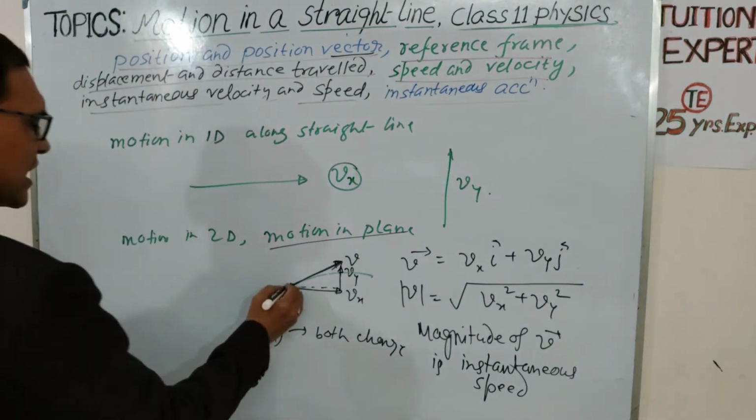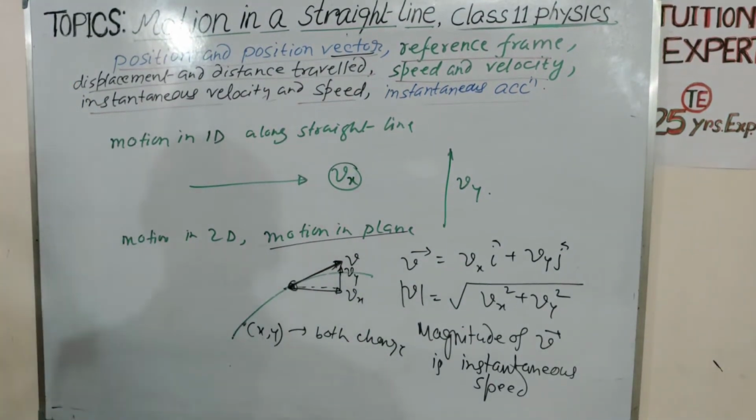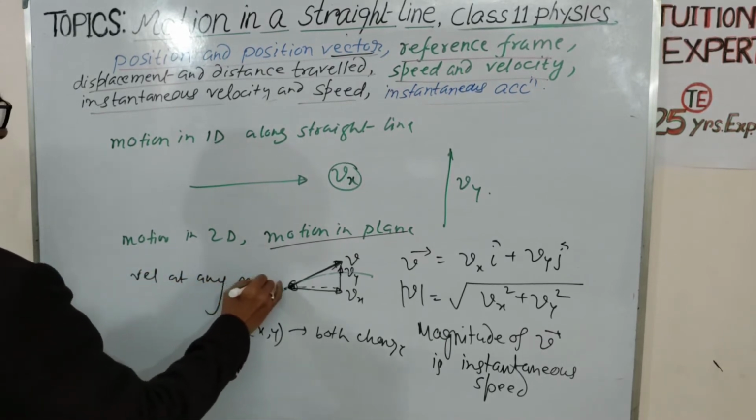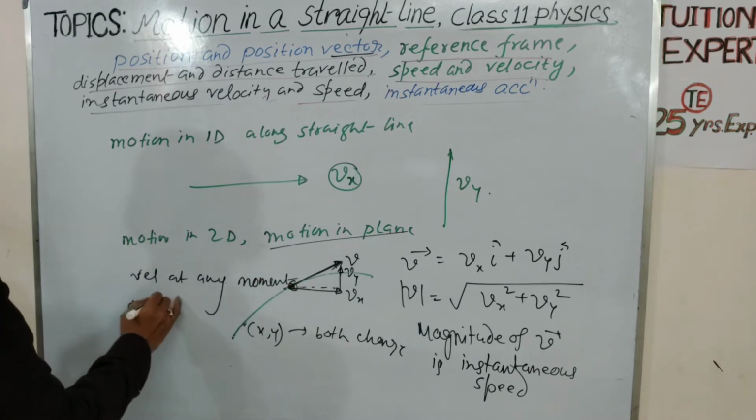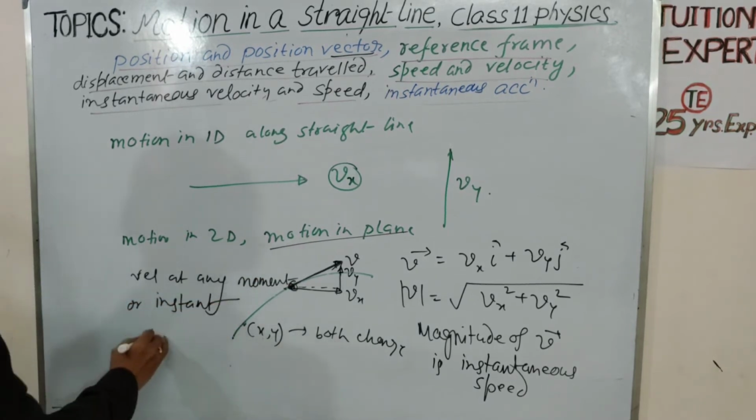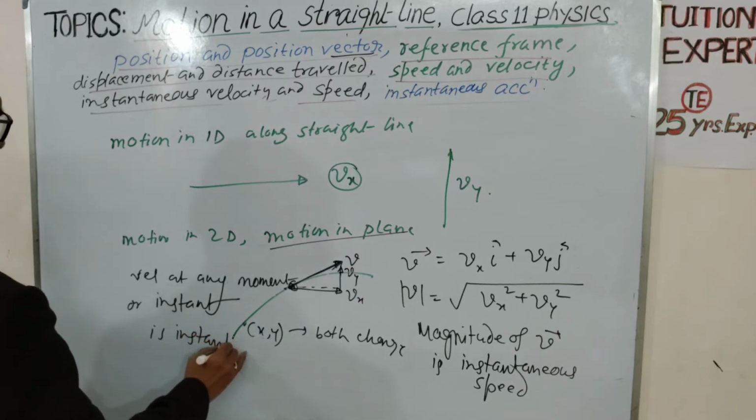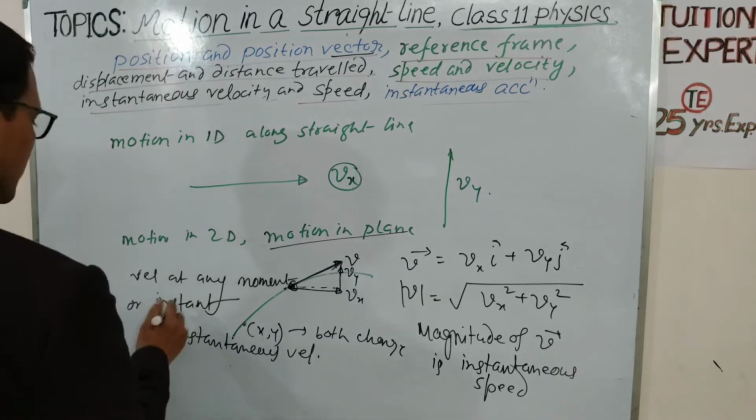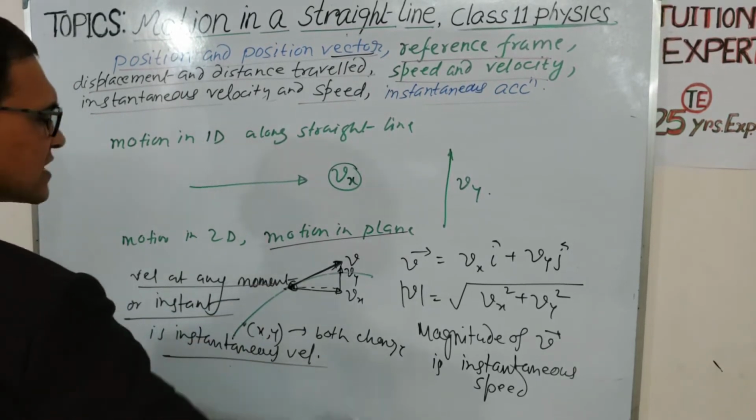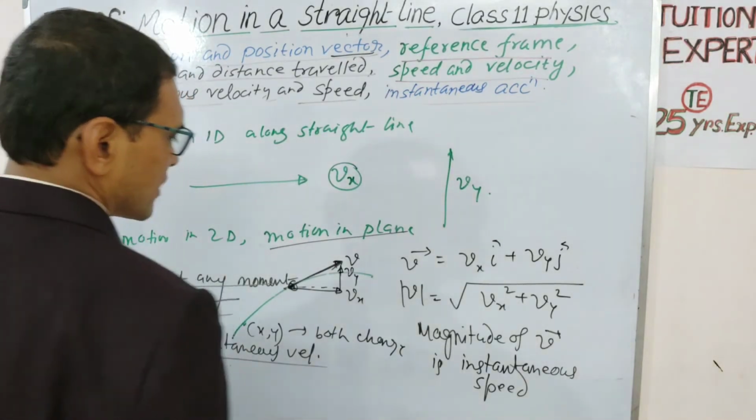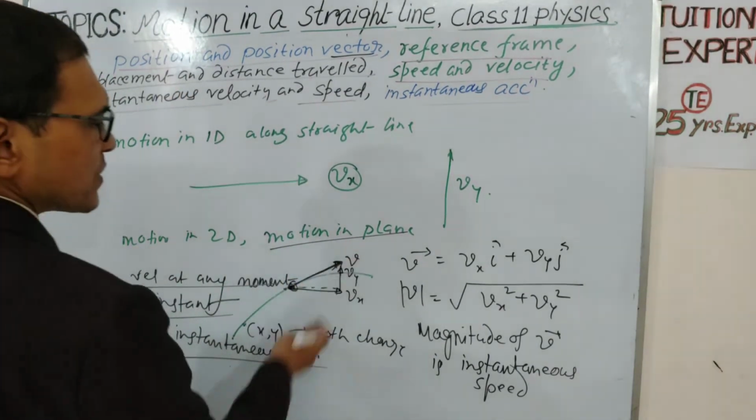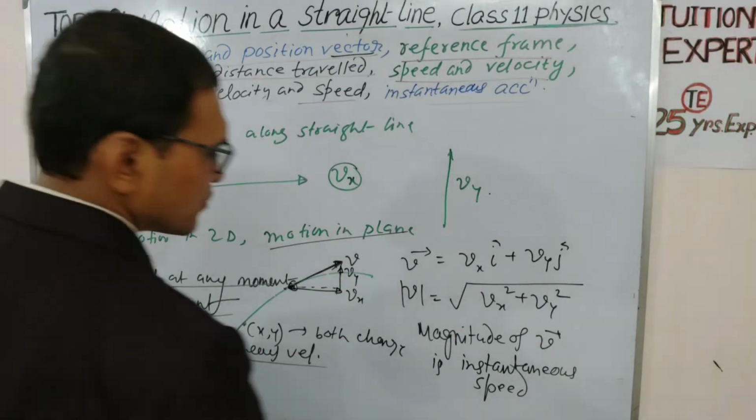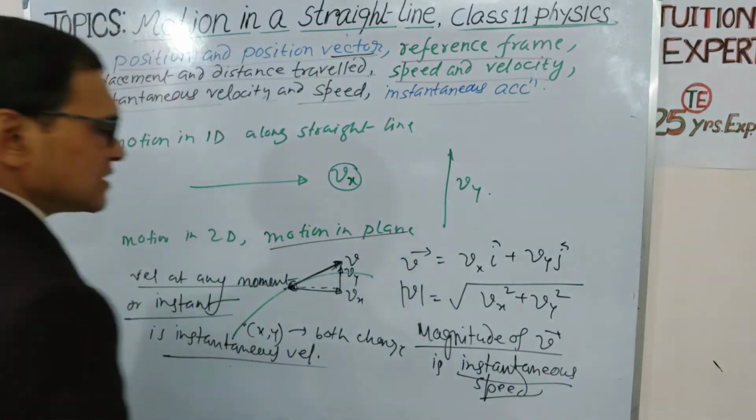Velocity at any moment or instant is called instantaneous velocity. And what is instantaneous speed? Instantaneous velocity is a vector, and the magnitude of the instantaneous velocity is the instantaneous speed. The magnitude of V is the instantaneous speed.